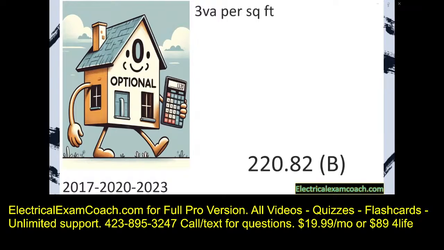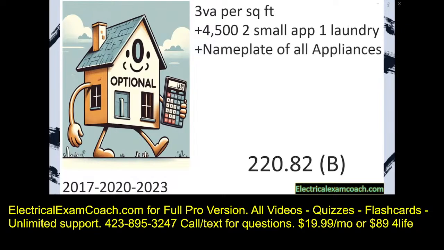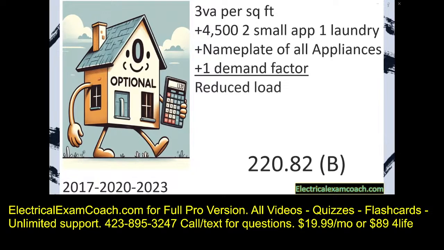We're still going to do our 3 VAs per square foot and our 4,500 VAs for our 2 small appliance and 1 laundry. Then we're going to take the nameplate of all appliances, and we're going to apply 1 demand factor. Then that's going to give us our new reduced load.